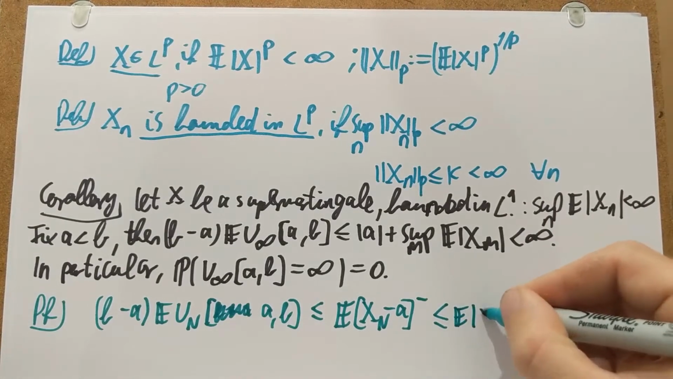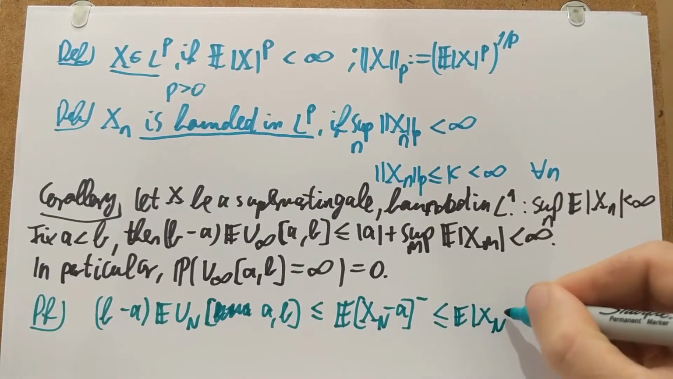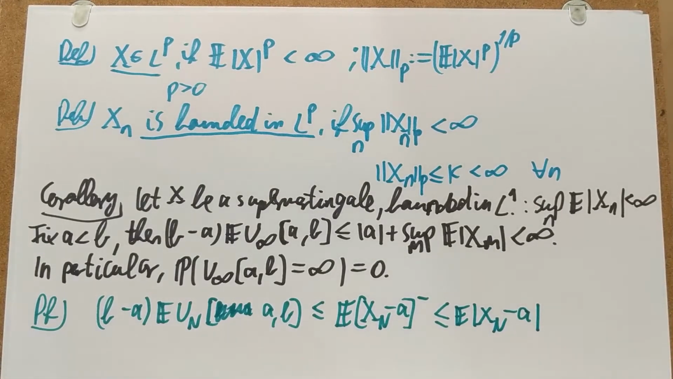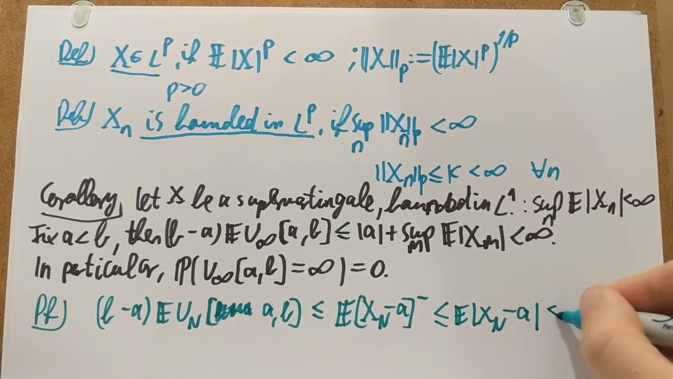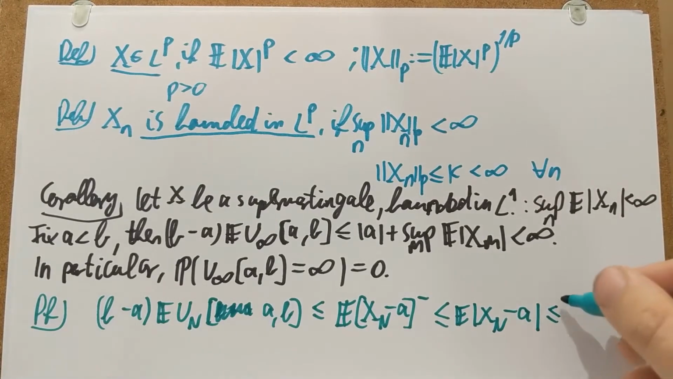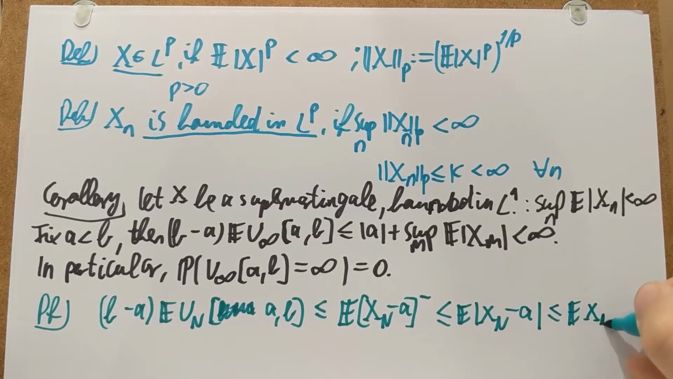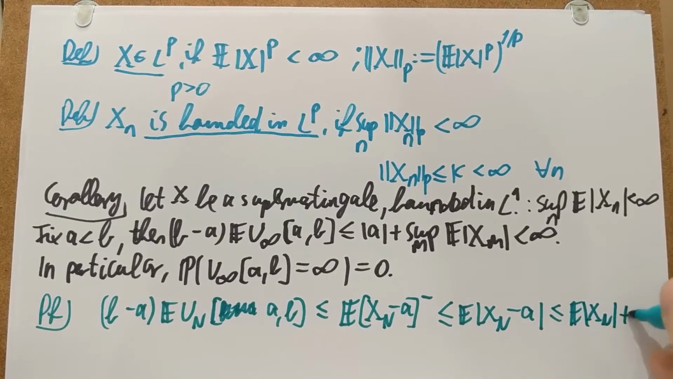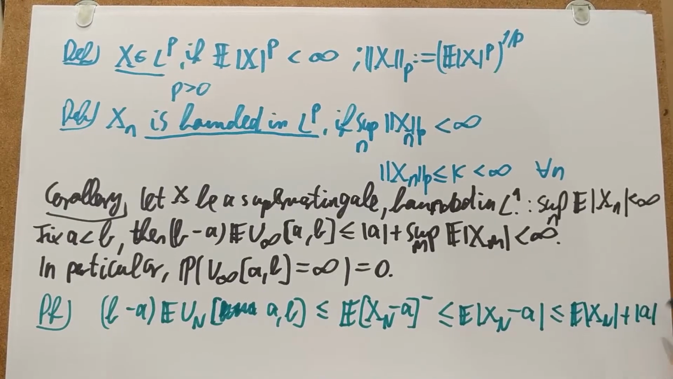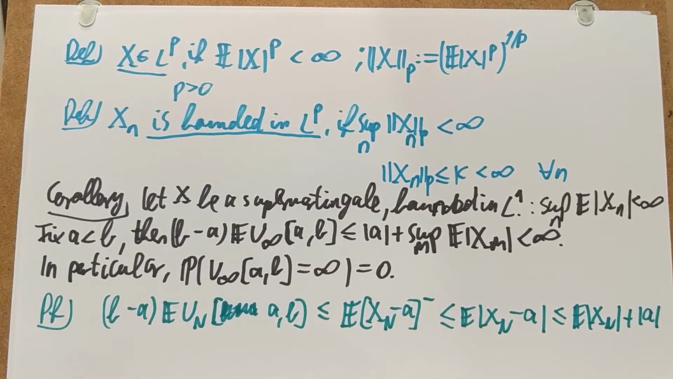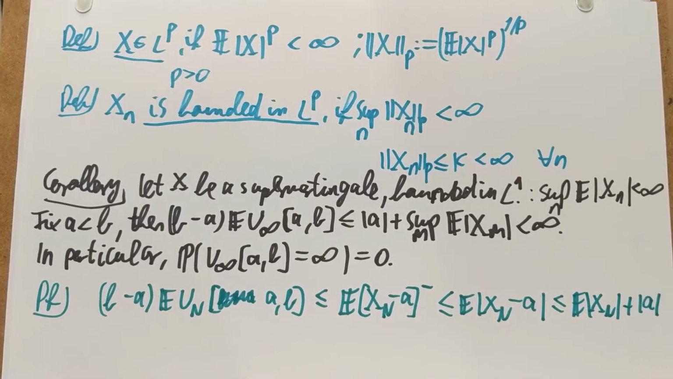So this is smaller than or equal, the negative part of anything is smaller than or equal to the mod of that thing. So it's smaller than that, and on that I can apply a triangle inequality, which tells me that I have the expectation of the mod of Xn plus the expectation of the mod of a, but of course a is not random, so I don't need to care about expectations there.